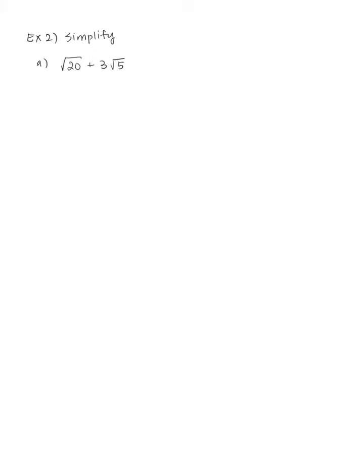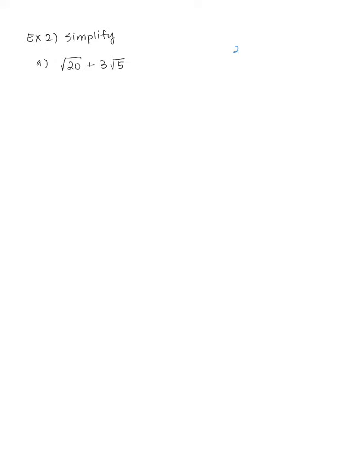Let's do more examples. Example 2, simplify the square root of 20 plus 3 times the square root of 5. Alright, so first of all, do we have any like radicals? Nope, not in this case. So in that situation, what you need to do is simplify the square root of 20.